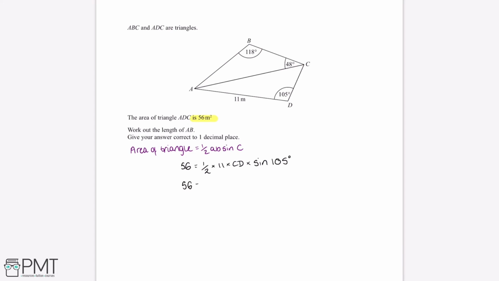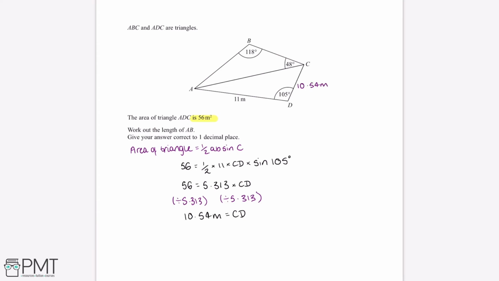And if we simplify this down, this gives us that 56 is equal to 5.313 multiplied by CD. And now what we can do is divide both sides by 5.313, which tells us that side length CD is equal to 10.54 metres. So we can write this into our diagram.